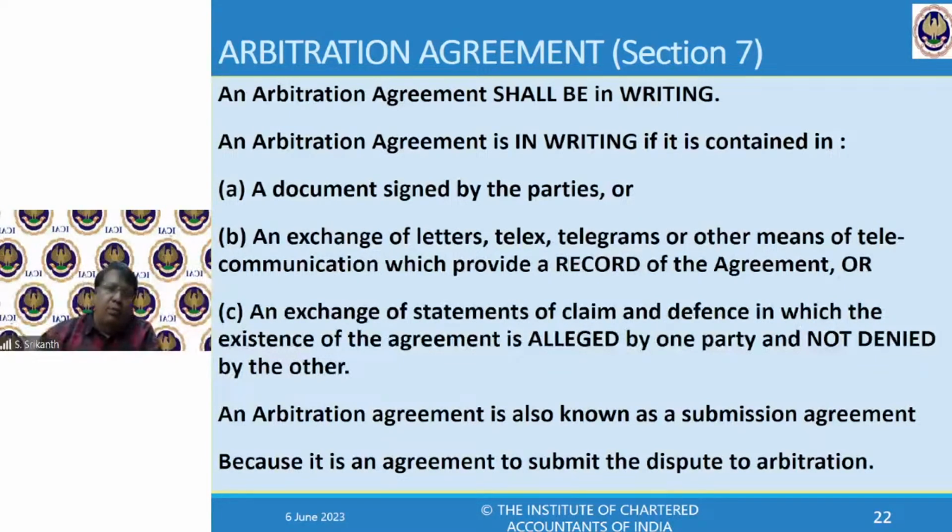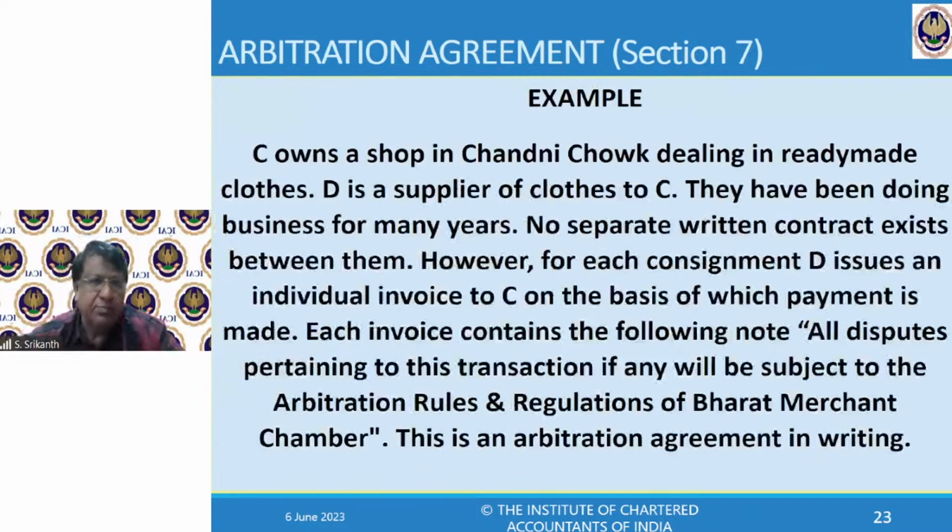Okay. So, even in an exchange of statements of claim and defense in which the existence of the agreement is alleged and not denied by the other, please understand. We are saying, as you are aware, we already have an agreement for arbitration, and by virtue of which we have agreed to refer it to arbitration. We suggest that you go ahead with it. The other party, what you should say, what agreement? When? No. If he does not deny, that's all. This series of correspondence will become an arbitration agreement. Arbitration agreement. Look at this.